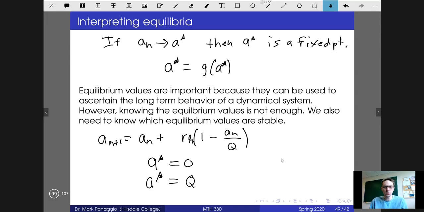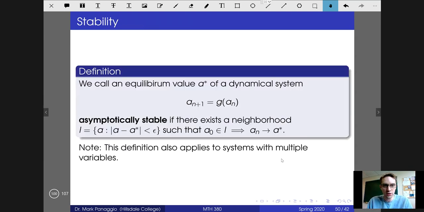All right, so we want to know which equilibrium values or fixed points are stable, and we'll start with the definition. We're going to call an equilibrium value of a dynamical system stable, or asymptotically stable is the technical term, if there is some neighborhood, absolute value of a minus A star less than epsilon, such that for initial conditions in that neighborhood, a_n approaches A star.